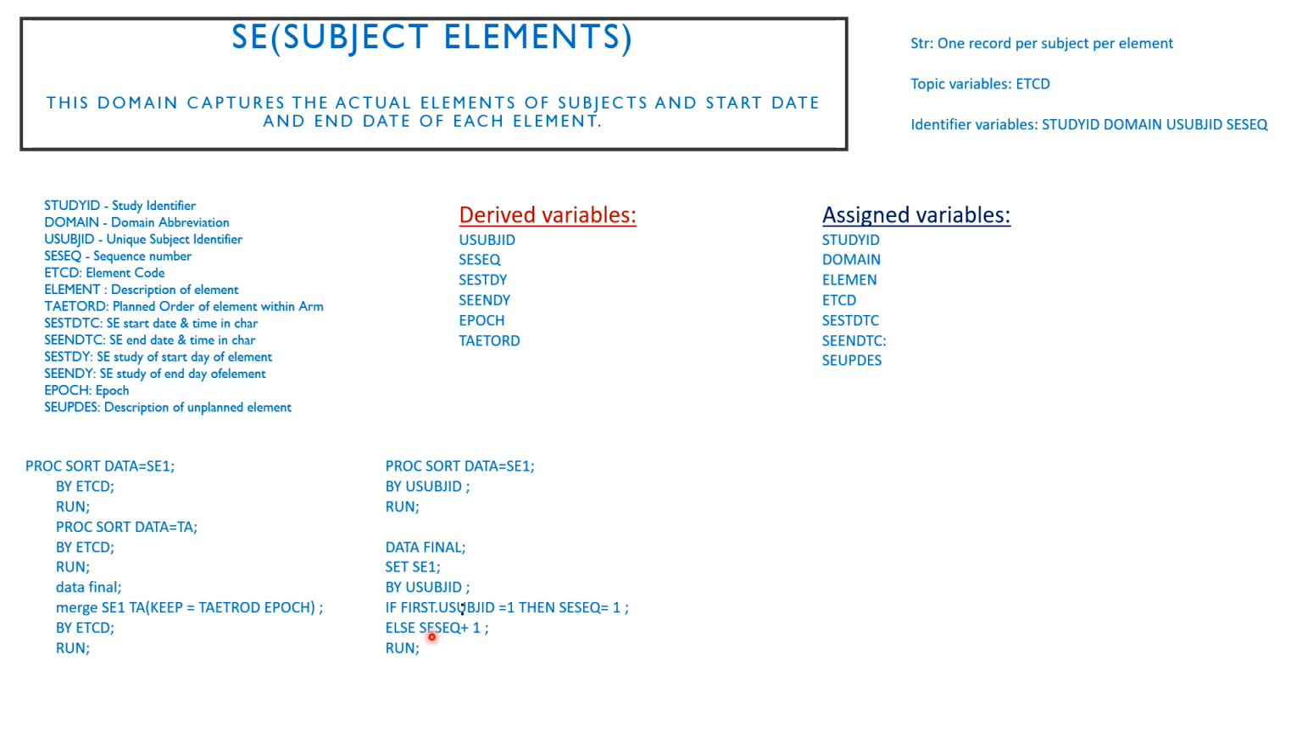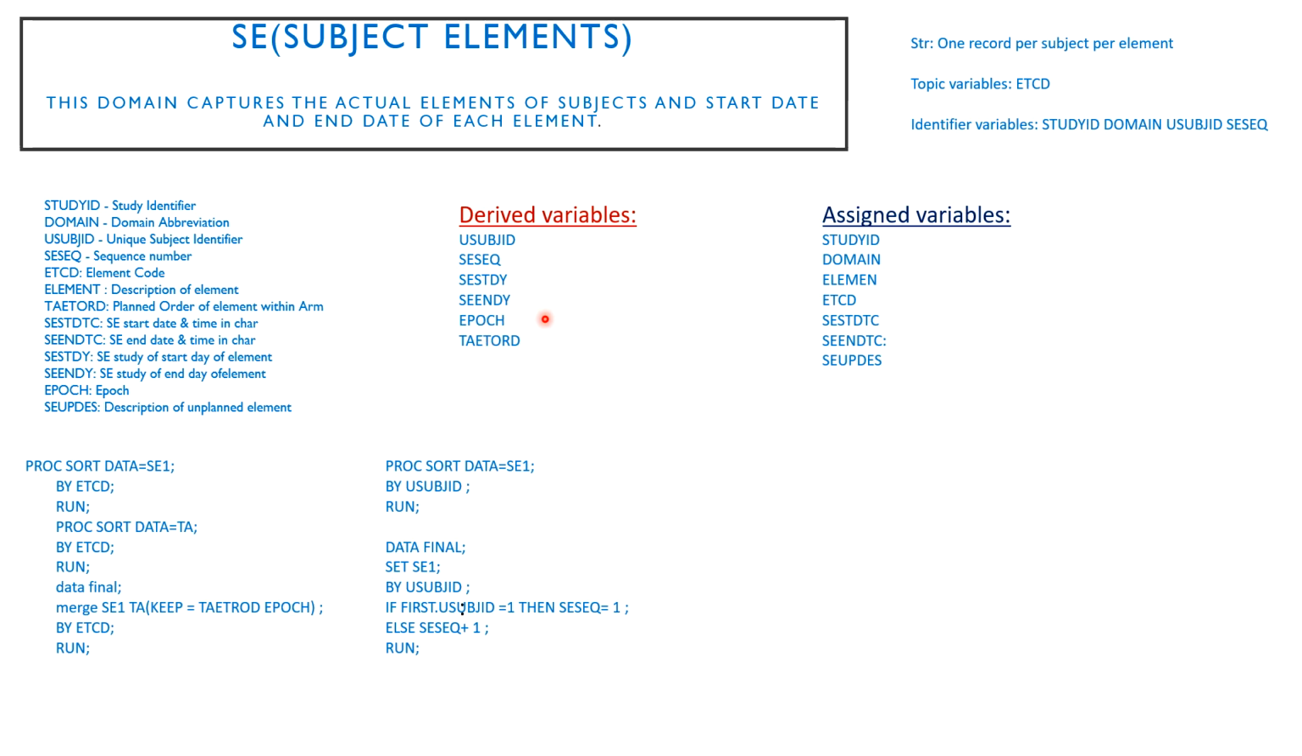Here, first we need to sort the data by unique subject ID, then by using first dot unique subject ID: if first dot, then sequence number is equal to 1, else sequence number plus 1. In this way we'll derive the sequence number. Okay, study day and any day are common, right?